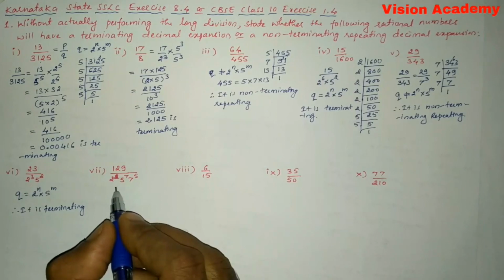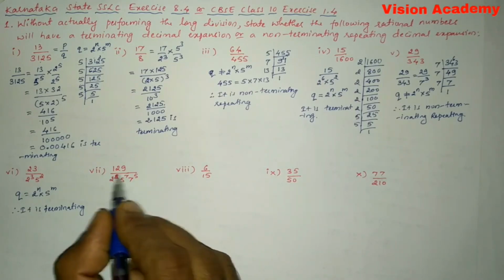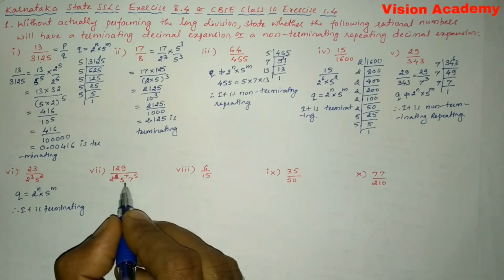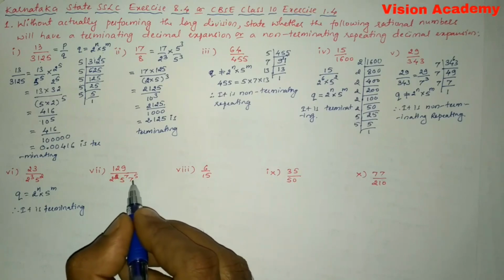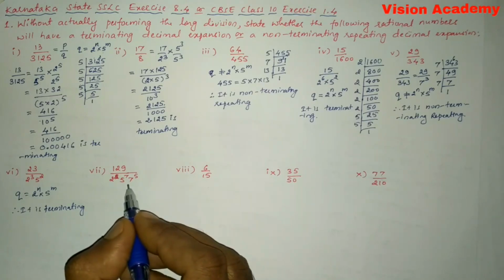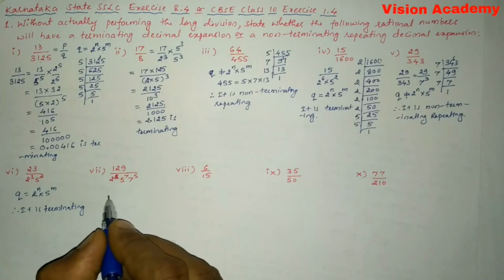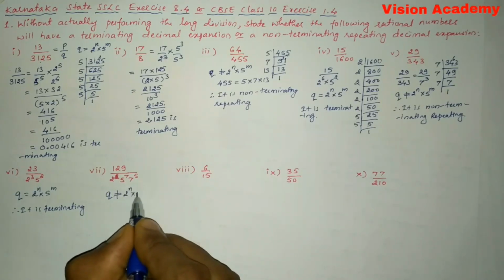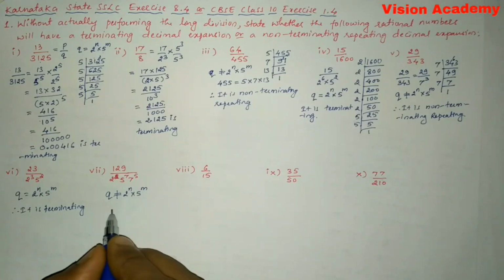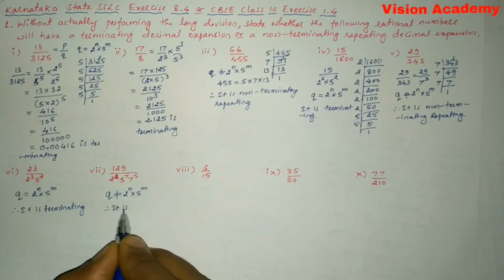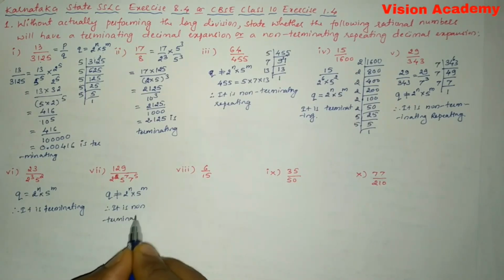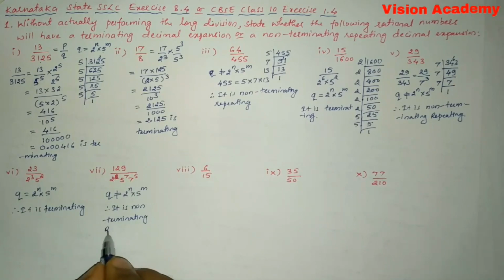Now let us move on to Roman number 7. So here they have given 129 divided by 2 to the power 2 into 5 to the power 7 into 7 to the power 5. Since denominator q is not in the form 2 to the power n into 5 to the power m, therefore it is non-terminating repeating.